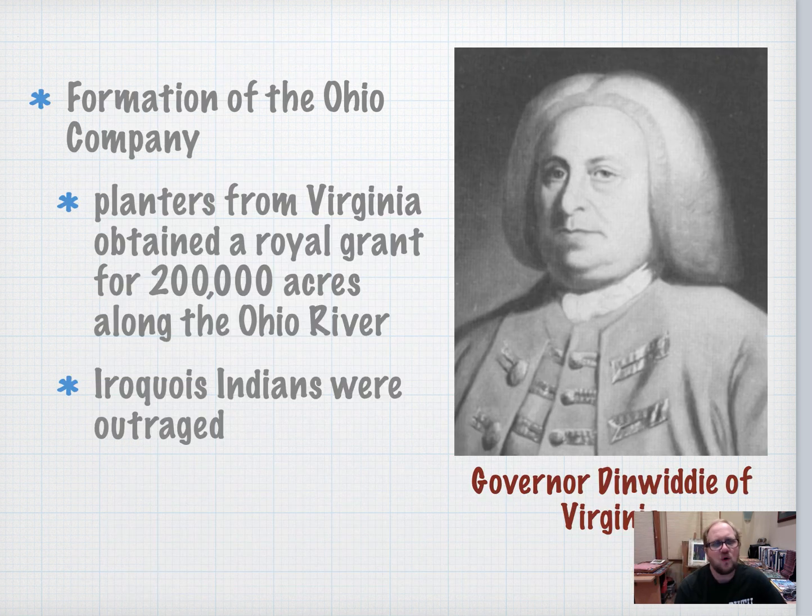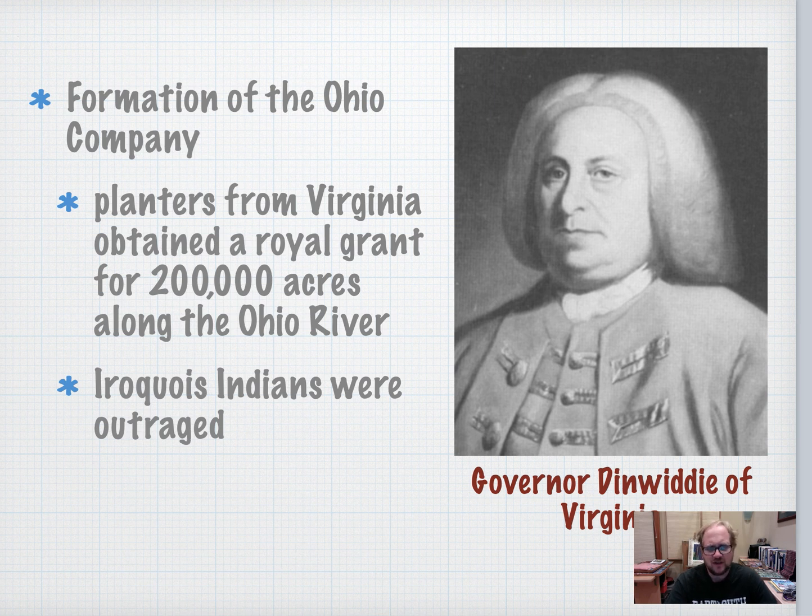So basically, we see the formation of the Ohio Company, which is a group of American settlers, planters from Virginia and other colonies, who are wanting to receive land grants over the Appalachian Mountains and into the Ohio River Valley. And of course, the natives were outraged. So they actually were very much in favor of French occupation in this area, because the French were not really wanting to settle this area. The French were only really wanting to go in there for fur trapping and hunting, not really planning on plantations and farms and habitations.